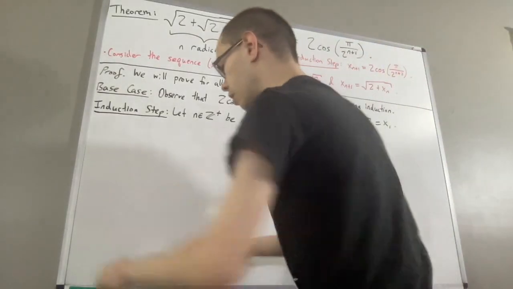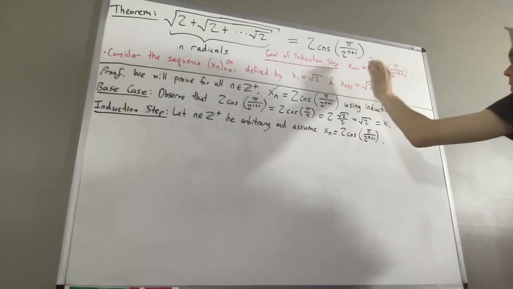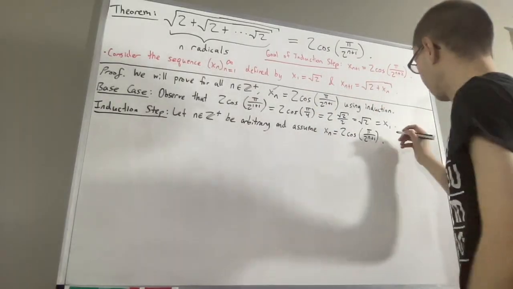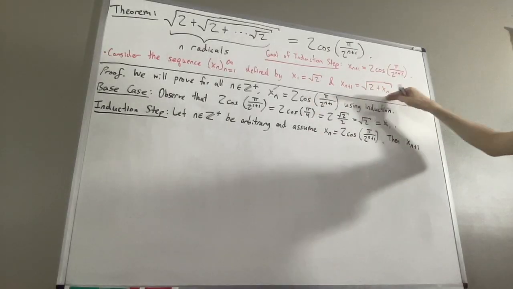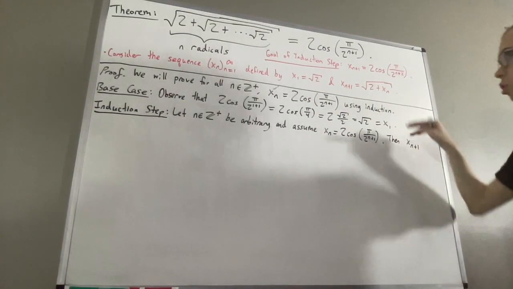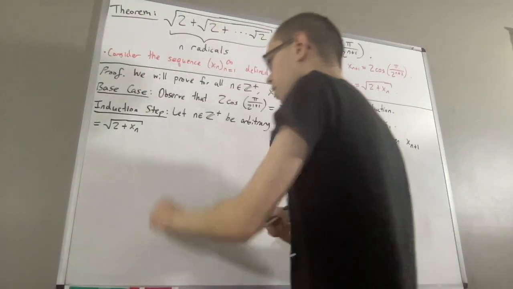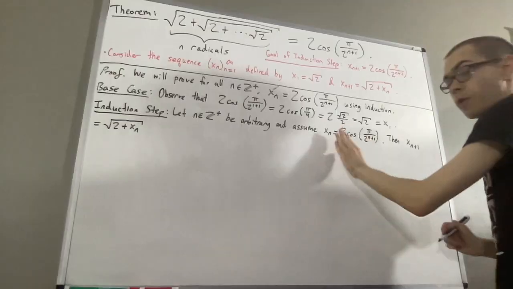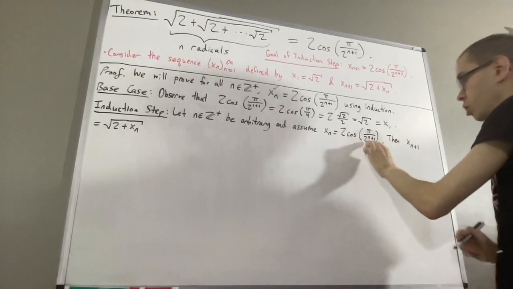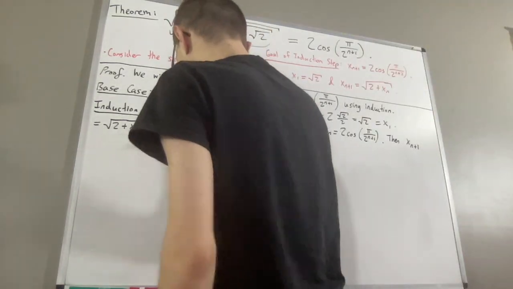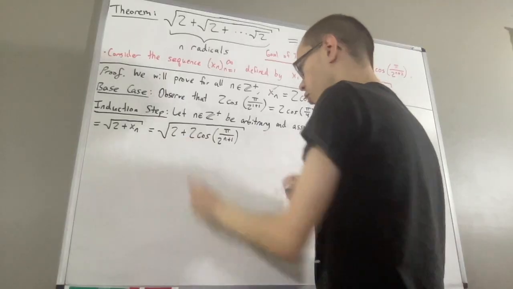So let's see how we can show this. Well, first of all, let's write out the left-hand side. So we have x_(n+1). Well, by the recursive relationship, we know that x_(n+1) is equal to the square root of 2 plus x_n. And we know that x_n, by our induction hypothesis, is equal to 2 times the cosine of pi over 2 to the power of n plus 1. So then let's factor out a 2.